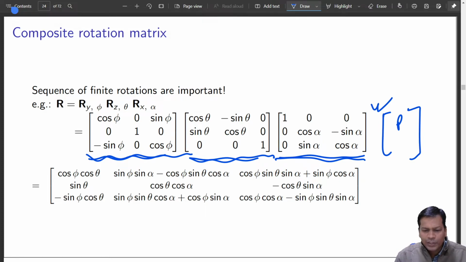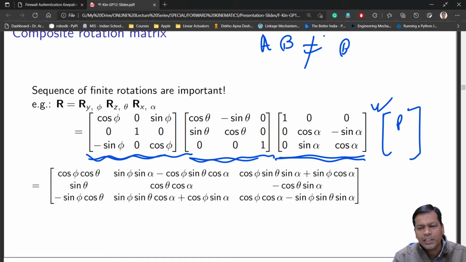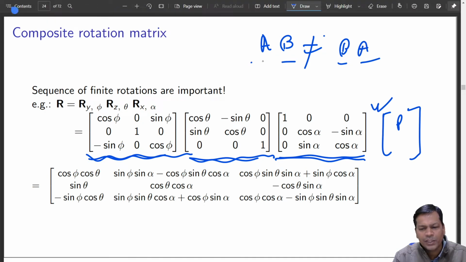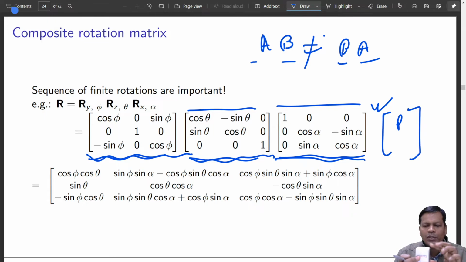Sequence is very, very important. You won't reach the same place with a different sequence of rotations. You have to mind this. Rotation sequence matters because matrix multiplication is not commutative. AB is not equal to BA. Both are matrices, you cannot write it the other way. So sequence is very important. You will reach a different place, a different pose, if you rotate in a different sequence. That is what is to be noted.